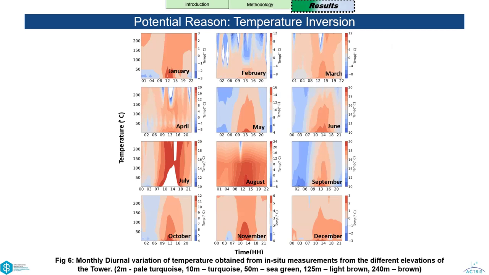Then we tried to see if our ceilometer data is reliable or not. It is generally thought that the top of the mixing layer agrees very well with the height of the temperature inversion, which was the case here. You can see the temperature inversions during the night, which agreed very well with our observational ceilometer data. And the strange behavior here can also be seen, which was also seen in our ceilometer data. So it proves the reliability of our ceilometer data.